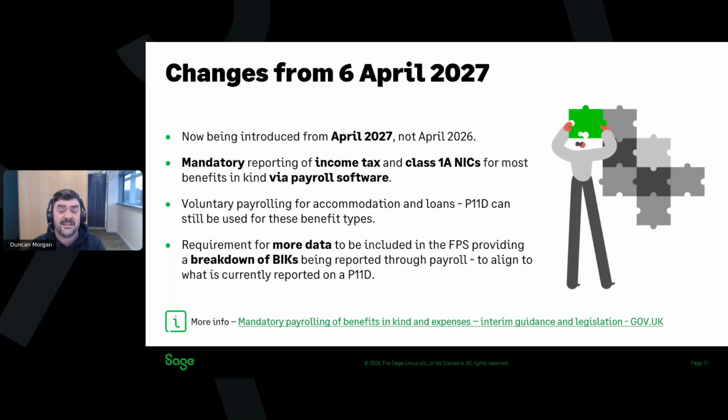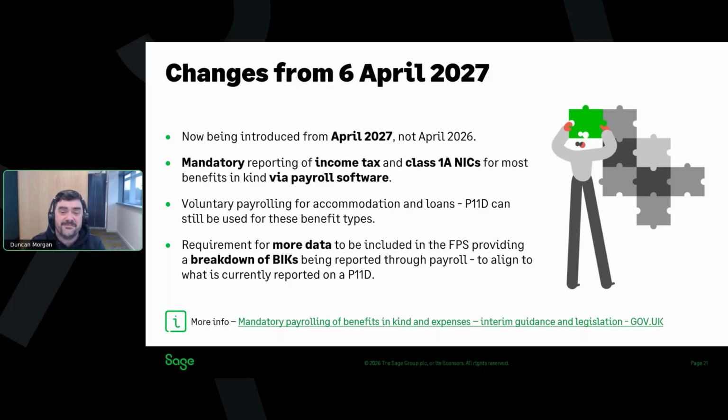So first thing to make clear is that this is now being introduced from April 2027, not April 2026, as previously announced. HMRC have given more time for employers and payroll providers to get ready for this change. The change is that it will become mandatory to report income tax and Class 1A national insurance for most benefits in kind via payroll software. So a key difference between that and the voluntary arrangements is that the Class 1A will be paid in real time, so not at the end of the tax year as it currently is.